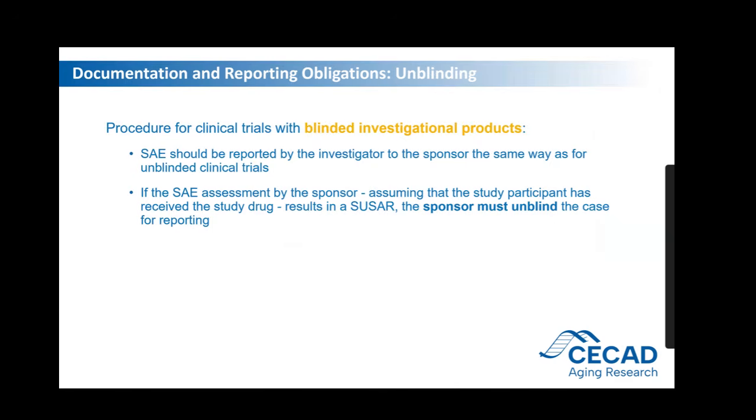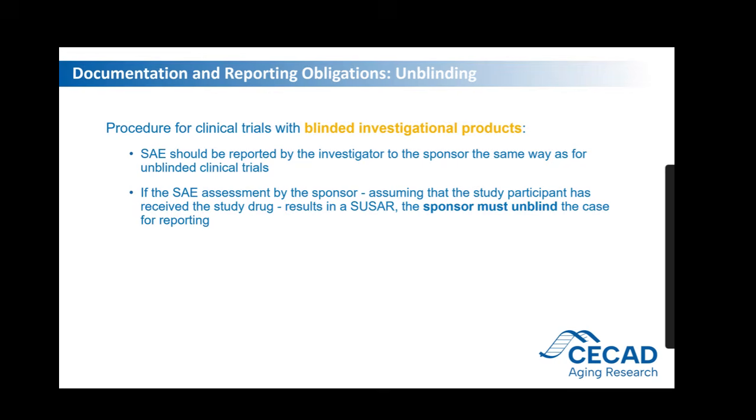One last point that I want to go through when talking about the reporting obligations is what do you actually need to do when you are working in a blinded trial? Because we have talked now a lot about the connection between the IMP and an adverse event, but in a blinded trial, you do not actually know whether a patient received the IMP or not. So there are special procedures for clinical trials with blinded investigational products. Firstly, the serious adverse event should be reported by the investigator to the sponsor just the same way as for unblinded clinical trials.